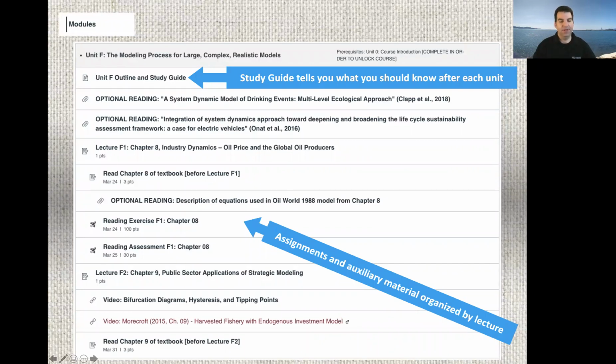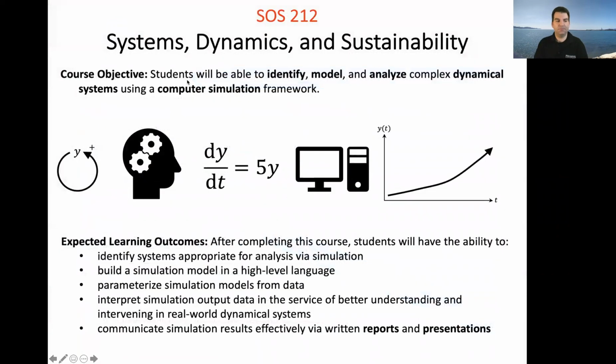And then, as I mentioned, inside these units, I've interleaved all of that assignment material plus auxiliary material just to help you if you need more information, all structured around the lectures. And so that's there if you need it. All right, so that's basically how to use Canvas.